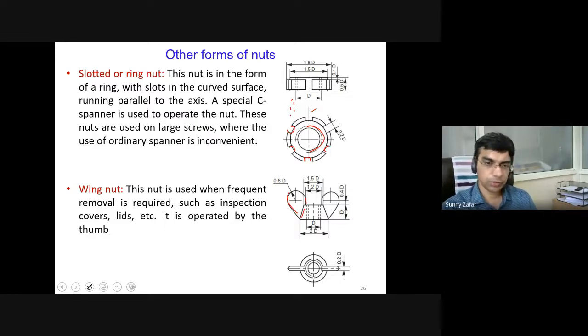In the exam, the question will be like: draw a wing nut to accommodate a bolt of, say, 20 millimeters. All dimensions will be calculated based on that. This type of nut is used in applications where frequent tightening or untightening is required, for example covers and lids of various machine elements. The ease of this nut is that it can be operated using the thumb, so using the thumb you can tighten or untighten it.